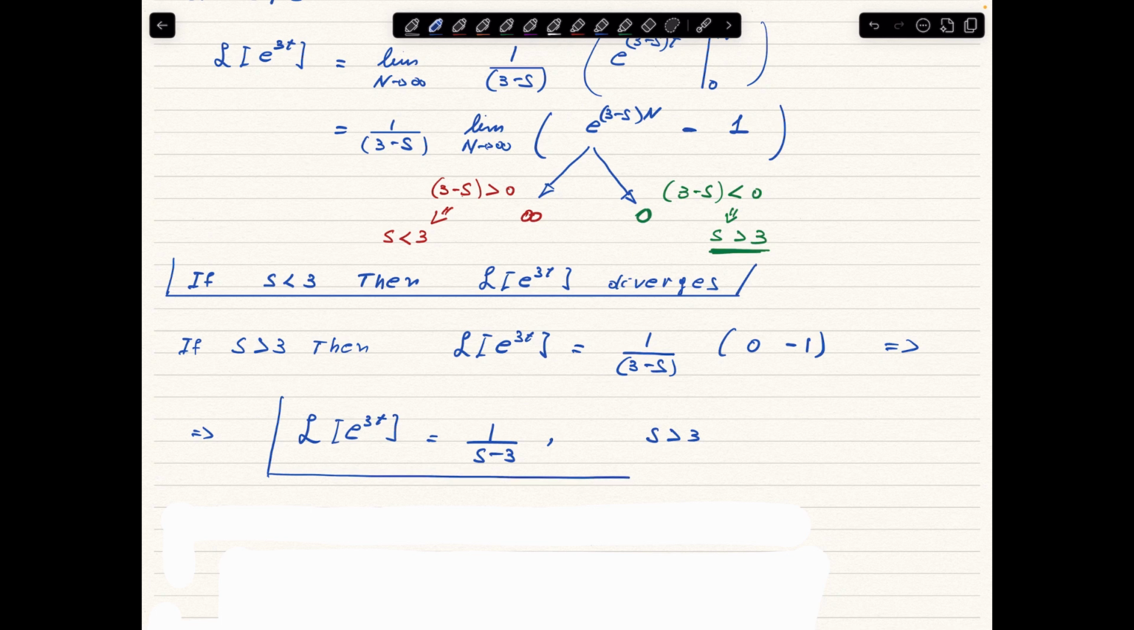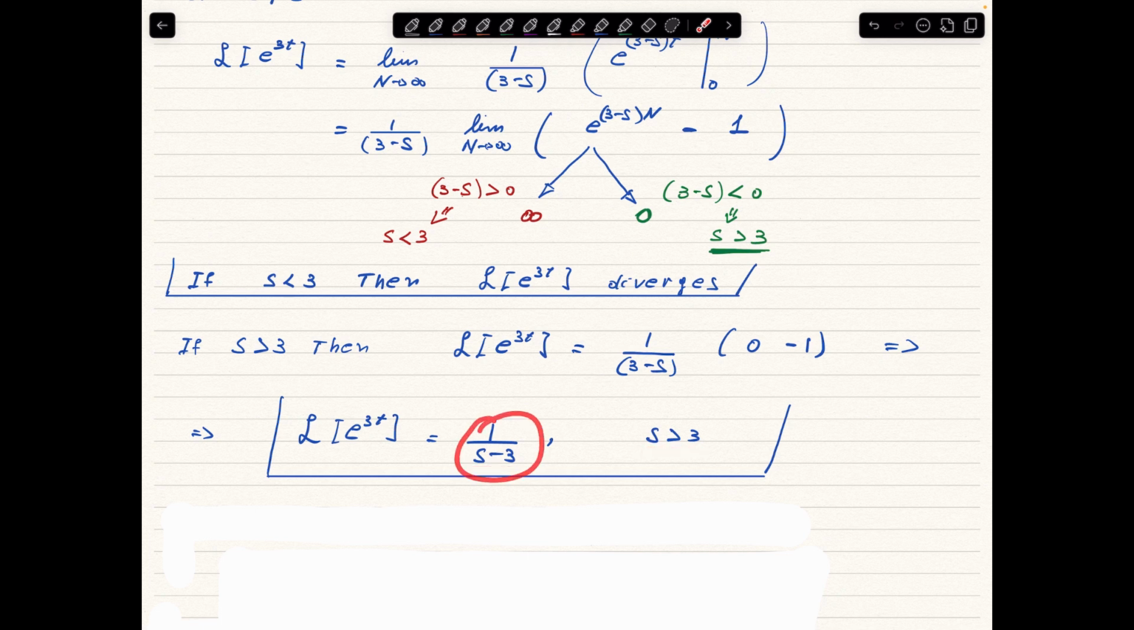And this is our first Laplace transform. Notice we need to put the domain. The calculation, the integration we have done, can only be done for s bigger than 3, and in that case we get that result.